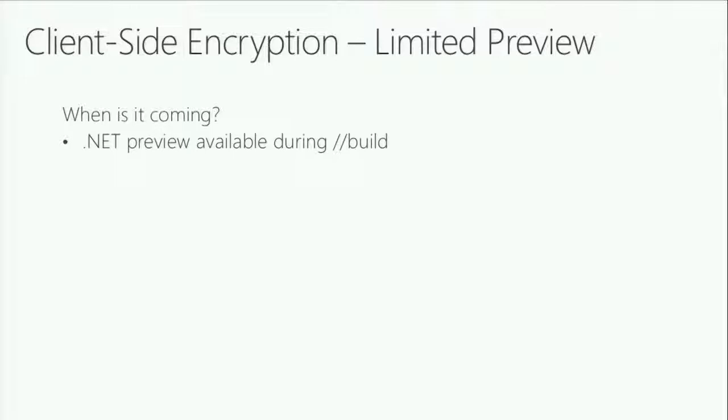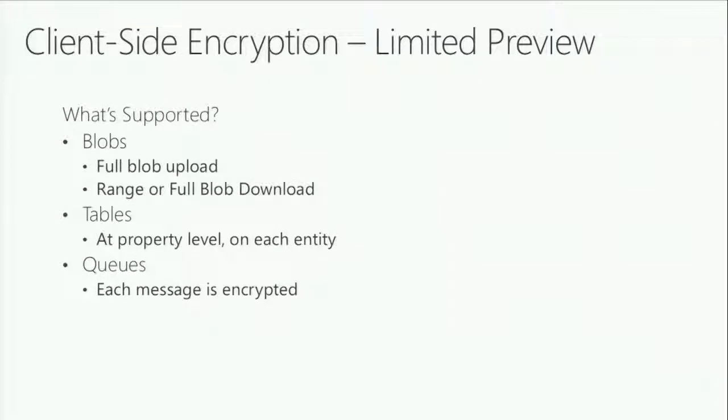So when's it coming? As we said, it's actually available now. It's actually ready for you to use over the next month or two. We really want your feedback. What's supported now? We have full blob upload, range or full blob download, tables. You can do property level encryption, so you can actually specify which properties on each entity that you want to use. And then queues, each message is encrypted.